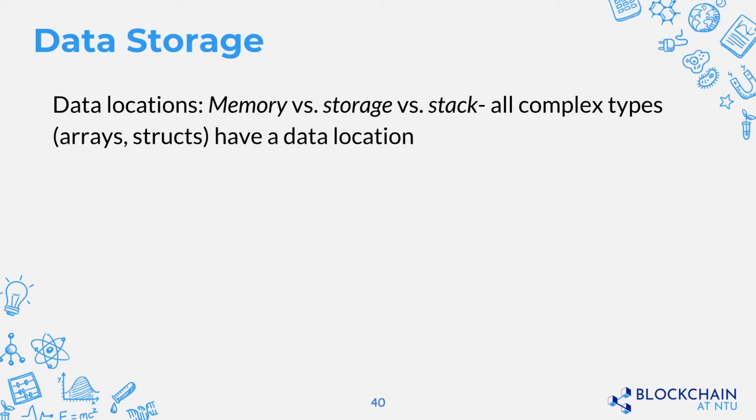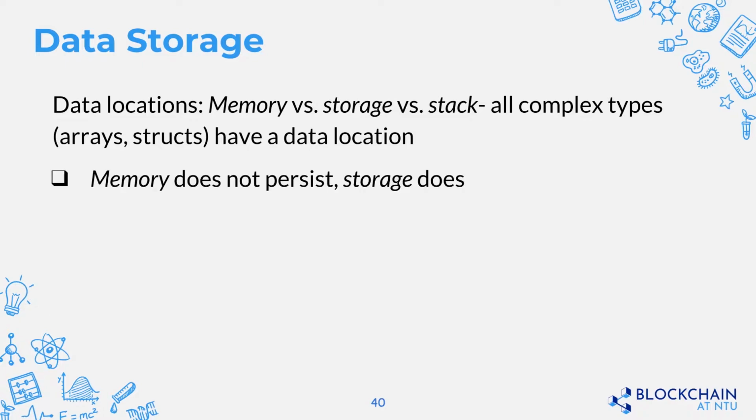Okay, so now we're going to move on to data storage. In the Ethereum blockchain, you have memory, storage, and stack. All the variable types will be stored in a certain data location. Memory is kind of like the RAM of your computer. It's only used when the EVM is processing, and it does not persist between different contract calls. But storage is kind of like the hard disk in your computer. It's always there, it's always stored there. So it persists between different contract calls. So memory and storage are like RAM versus hard disk.